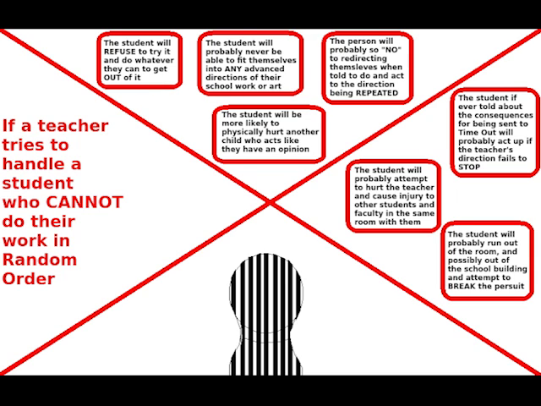Because believe it or not, if you repeat that and then tell somebody they're not going to say anymore, they actually have federal court permission to slam their hand on the table in front of you. And that means you can't react to them unless you have written permission to do so. The student will be more likely to physically hurt another child who acts like they have an opinion. Let me tell you something. Children who are exaggerant or persistent and try to act like they have an opinion are pretty bad news.